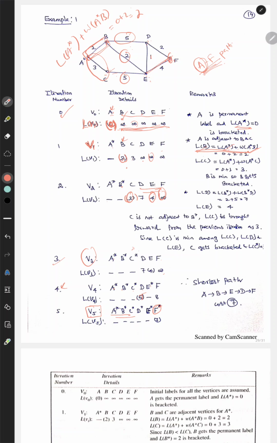Until you reach F in this iteration, you have to continue. So now we are, until you give the permanent label to F, you have to continue. Now we are going to give the permanent label to F.